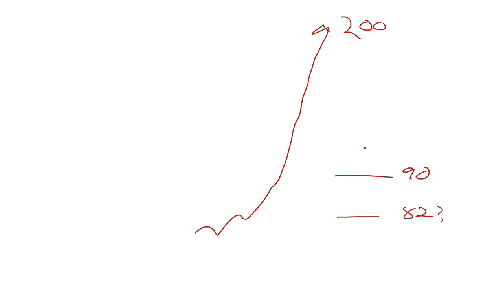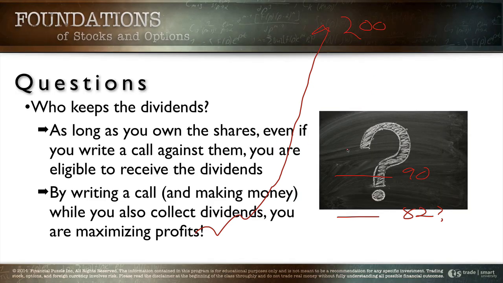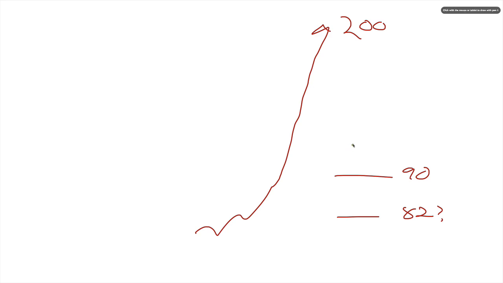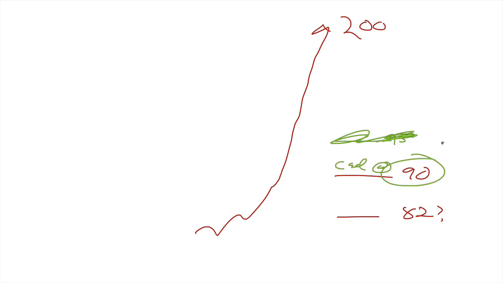You sold somebody a $95. No, we did a $90, didn't we? Sorry. You sold a call at $90, Earl. Somebody else has the right to buy it at 90. You are obligated to sell it at 90, Earl. What do you think's going to happen if the stock goes to 200?